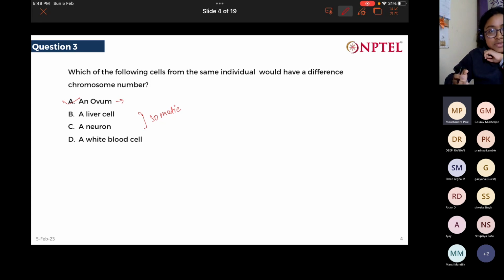But the cells which are produced in the gonads, like in males it is testis and in females it is ovary, which are ultimately going to be involved in the process of reproduction. So there the chromosome number has become halved because of the process of meiosis. So it is the ovum which is now going to have n, but this cell is present in your body only, okay? But all of these cells have 2n. So the answer here will be ovum, because it is the only cell which has the haploid number of chromosomes, like 23 chromosomes only. Rest have 46 chromosomes. Okay.